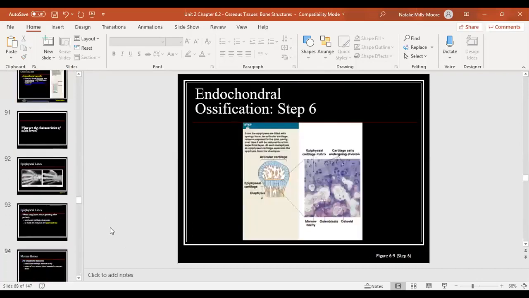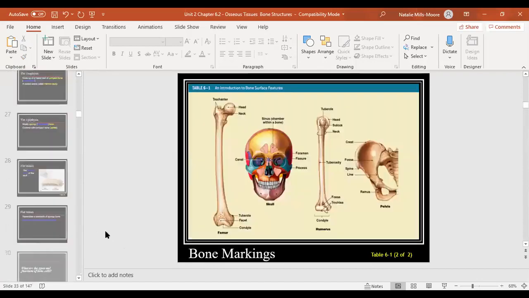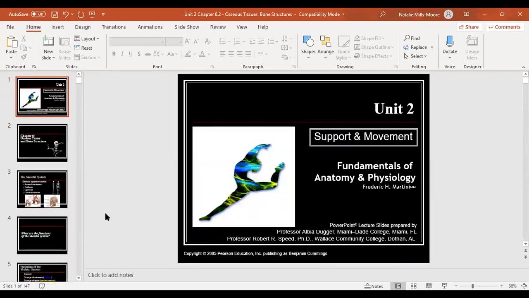Okay, well, that is your osseous tissue PowerPoint. There's a ton of information here. And this is only the start of the skeletal system. So study well, my friends, and I'll see you in class.